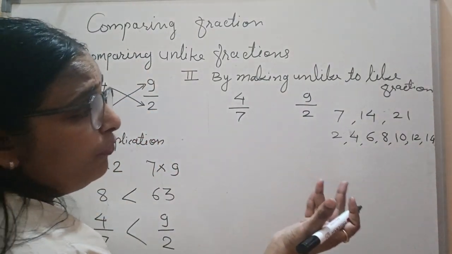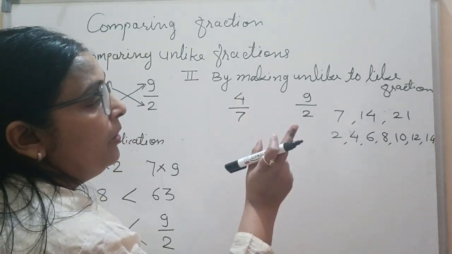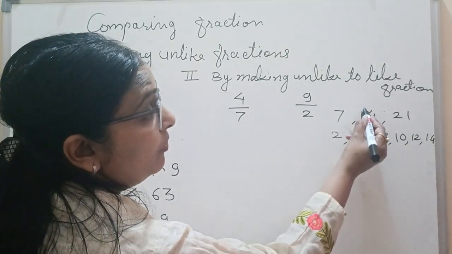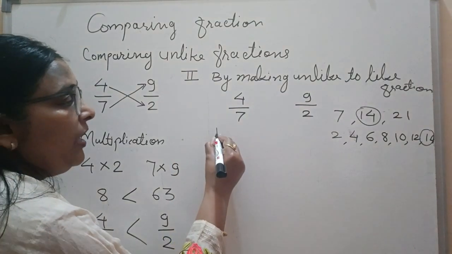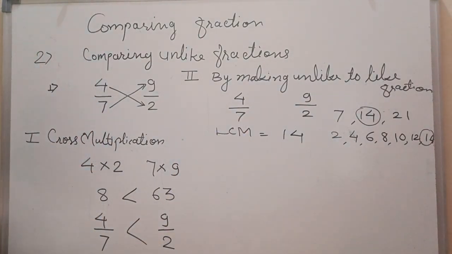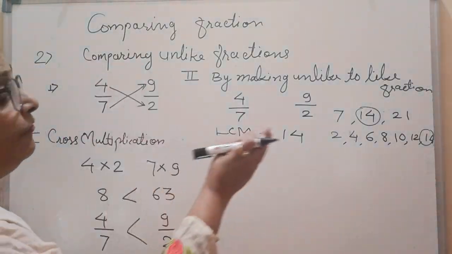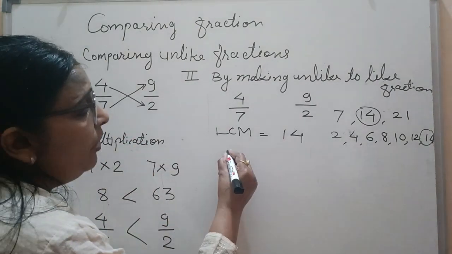Now see here, what is the first common multiple? The first common number in the tables of 7 and 2. What is the first common number here? 14. So what is your LCM? 14. That means in the denominator you have to bring 14. But you cannot write it directly. What do you have to do?